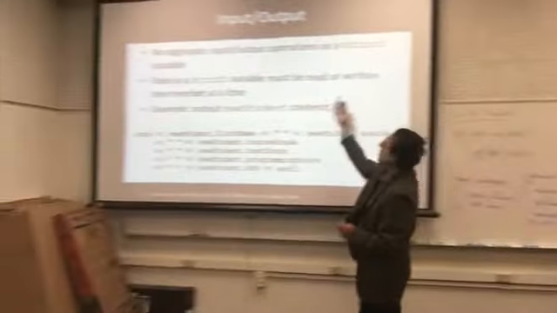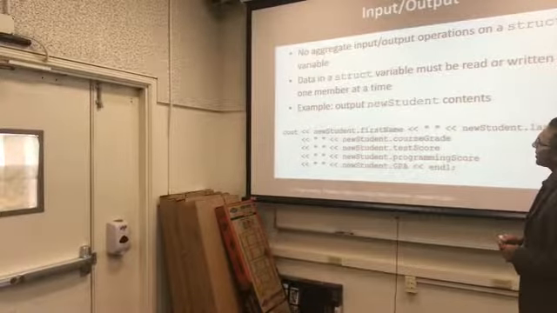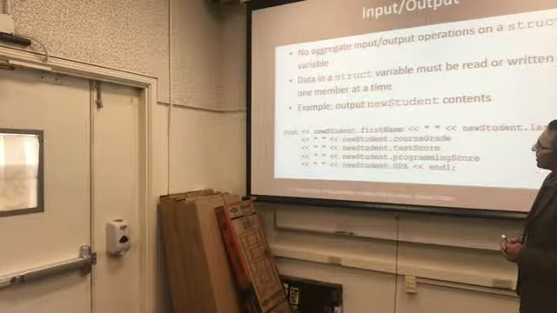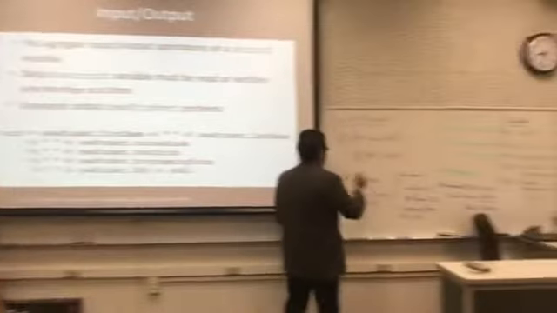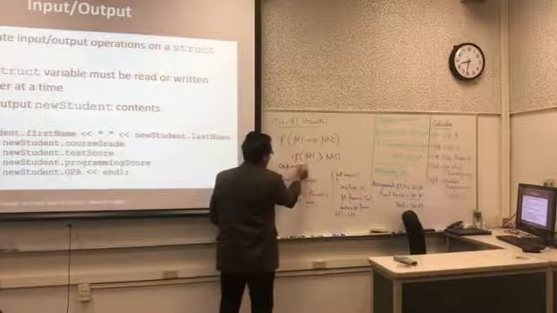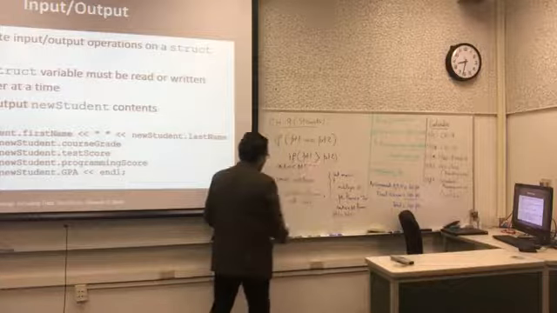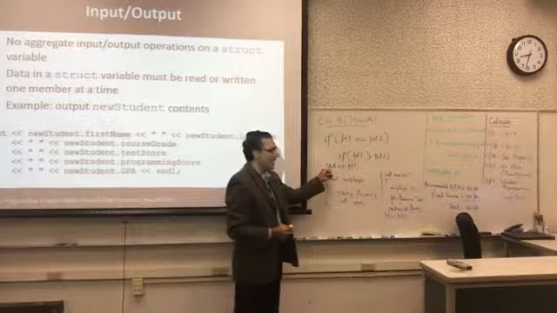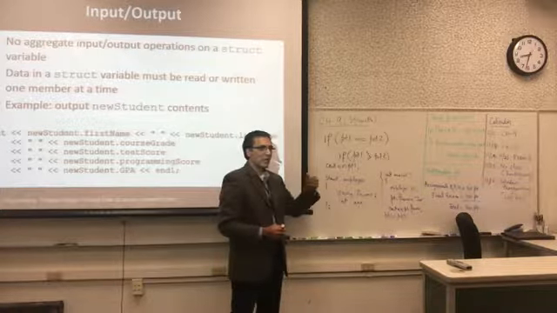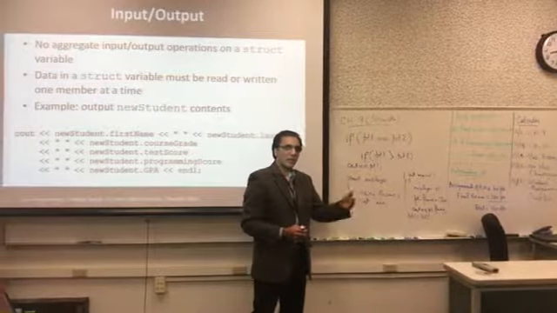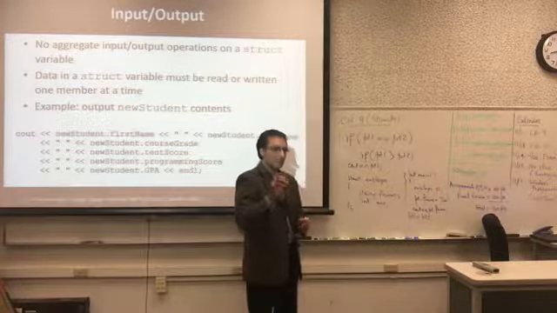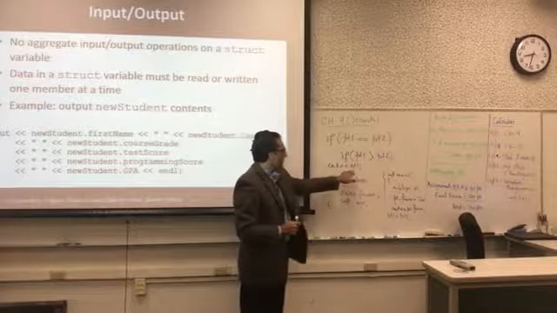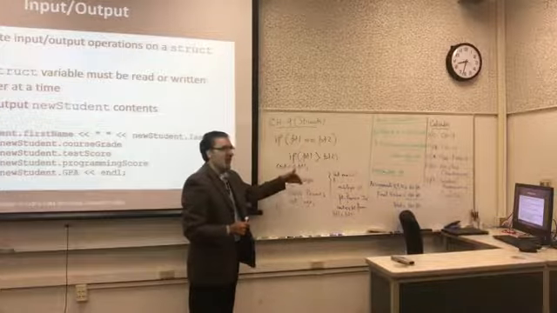So there are no aggregate input-output operations on a struct variable. Data in a struct variable must be read or written one member at a time. What it's saying is, this is also not making any sense: cout part-time 1. Because when I say I want to display it or read it, I need to tell the compiler what exactly I want to display. Do I want to display the first name and last name and address, or all the members? So this kind of cout or cin will not be acceptable.